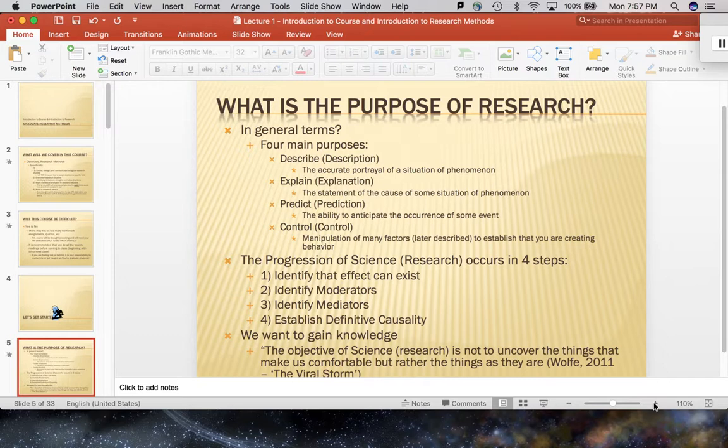Since we are a science, it's important for us to understand how we follow along in terms of doing research as a scientific discipline. The first step is that we identify that the effect even exists out there in nature. So one of the things that I always like to think about in terms of an effect that can exist is this idea of the evil eye, right? You all know the evil eye, mal de ojo, right?